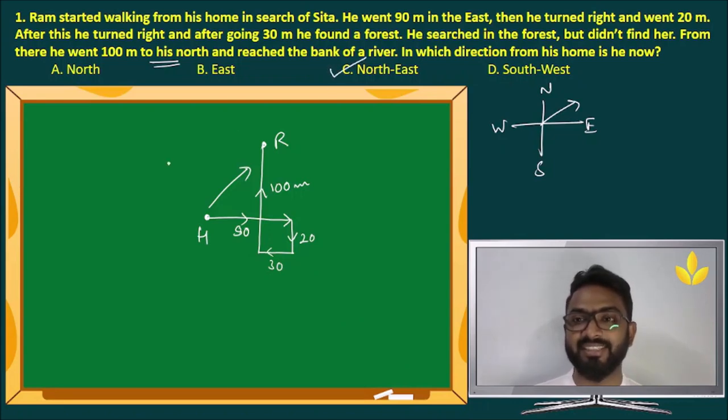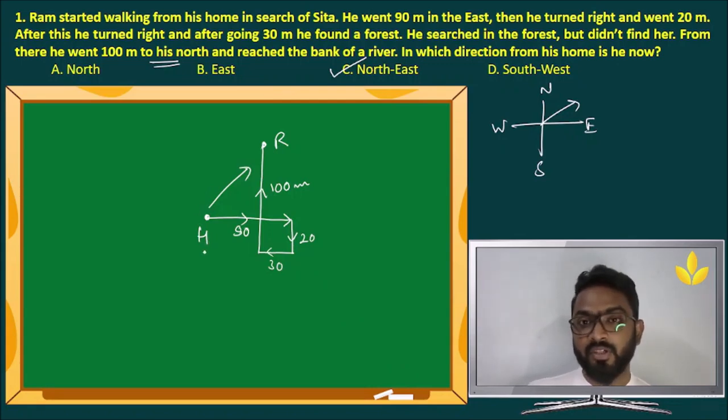Answer is C, northeast. Now be very careful about the last part of direction sense questions. They might twist and turn the question in any way. You need to be very careful about the direction. They have asked in which direction from his home is he now? From his home. So starting from home.